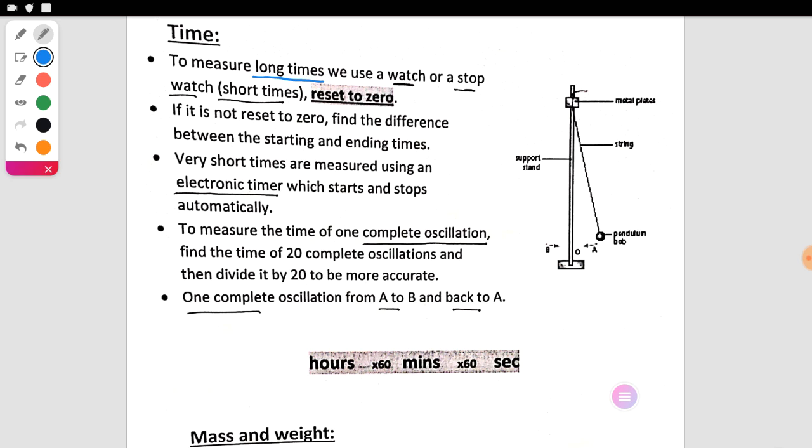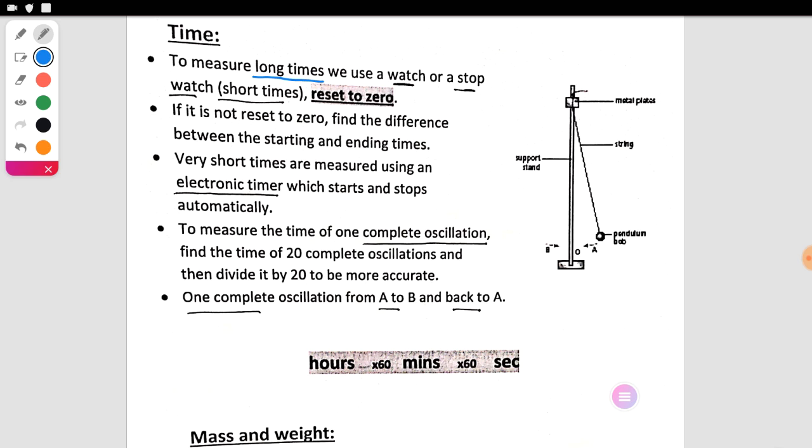Short time, yes, by using a stopwatch. Long time by using a watch. Rests to 0. This symbol is called a pendulum. It moves in vibratory motion. It does not rest to 0.